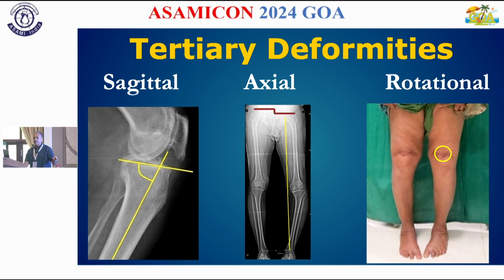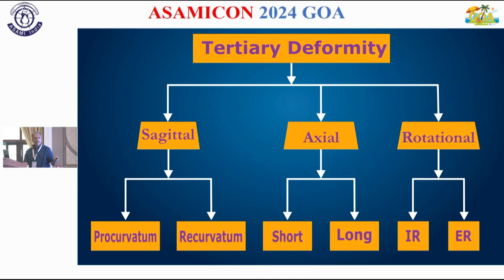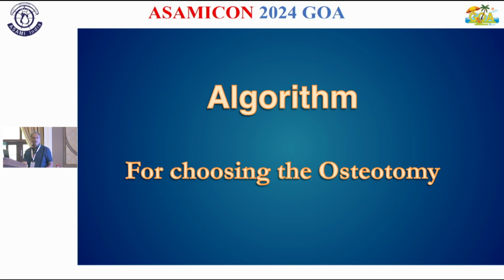In the axial plane, which is either shortening or over-lengthening, because there's something known as a long leg arthritis, right? You've heard of this. And there's the rotational deformities, which are also a very common component of osteoarthritis. So these again are the tertiary deformities. In brief, the sagittal, axial, rotational: procurvatum or recurvatum, short or long, internal or external rotation.